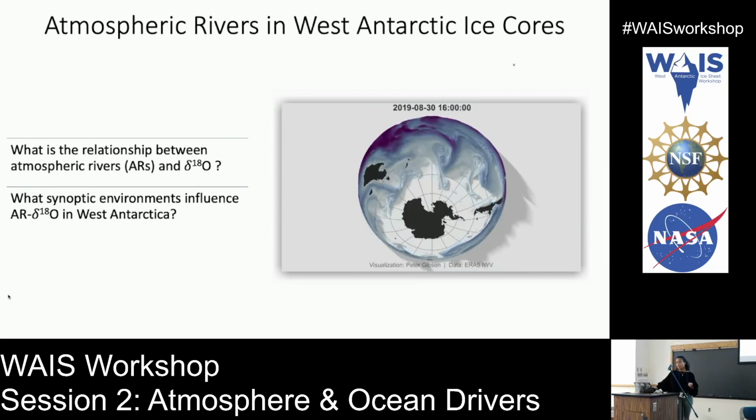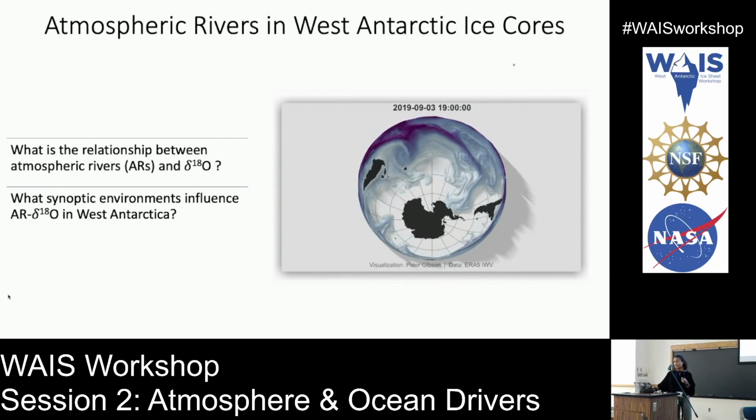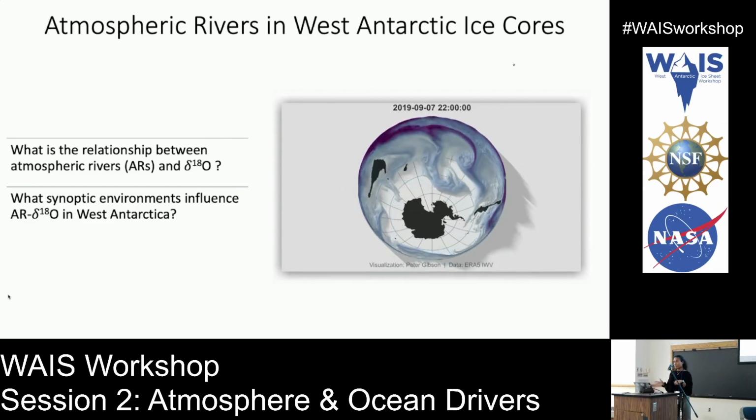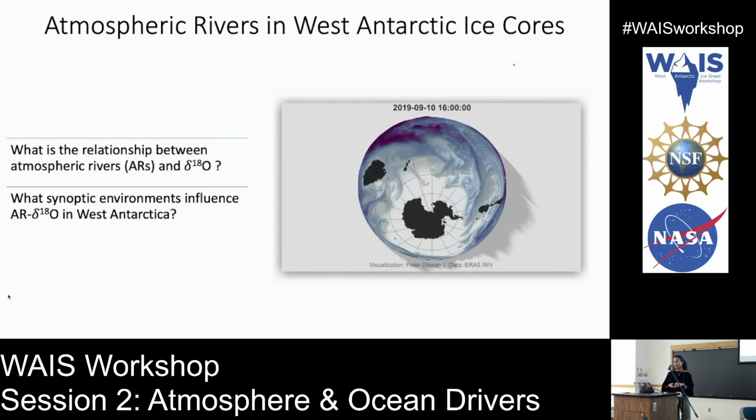So some of the questions that I looked at through this work were: what's the relationship between atmospheric rivers and delta 18O? And also, what kind of synoptic environments influence AR and delta 18O relationships in Western Antarctica? Some of those synoptic relationships that I looked at were ENSO and the ASL, the Amundsen Sea Low. I'll focus in particular on the Amundsen Sea Low today.